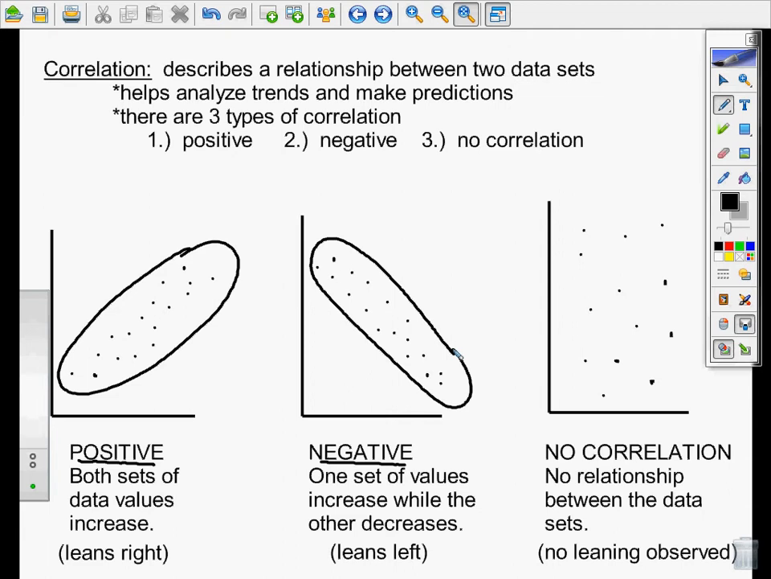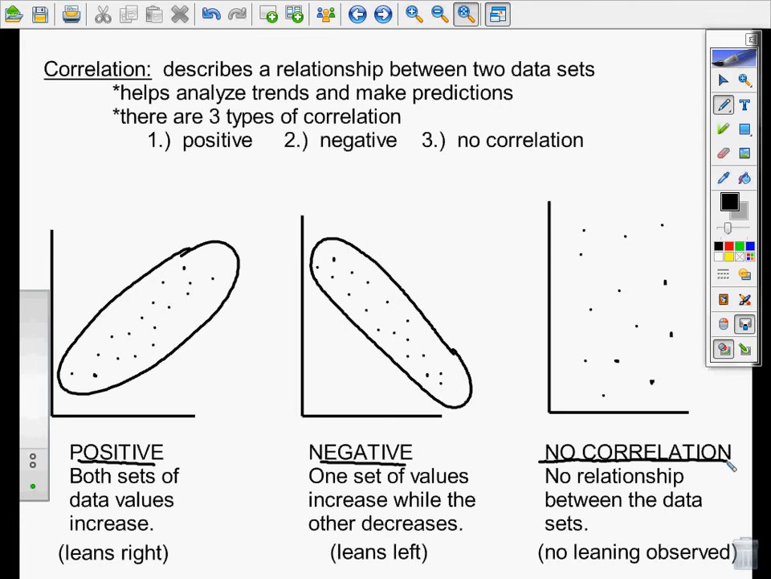So that's negative. All right, then our third option is, hey, there's no correlation at all. And on a graph, we're not going to see any type of leaning. They're just kind of in one big blob. They're not leaning to the right. They're not leaning towards the left. There's no leaning that's being observed. So we'd say, well, there's no correlation here.